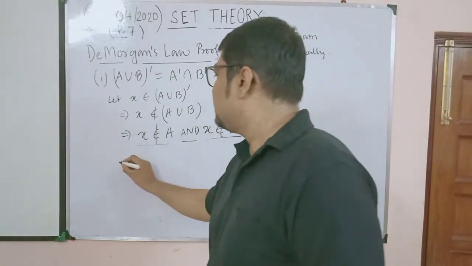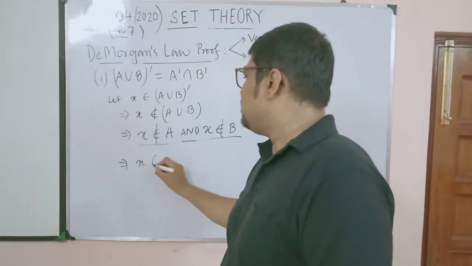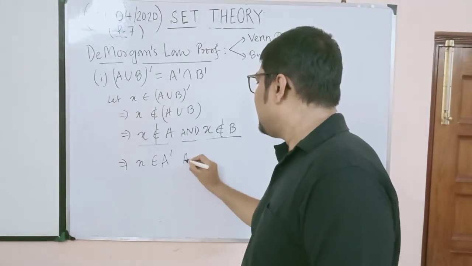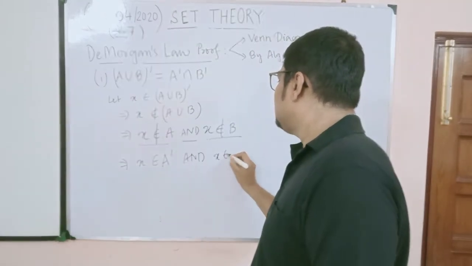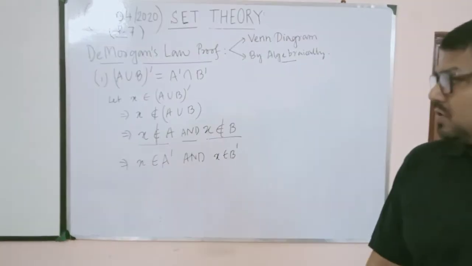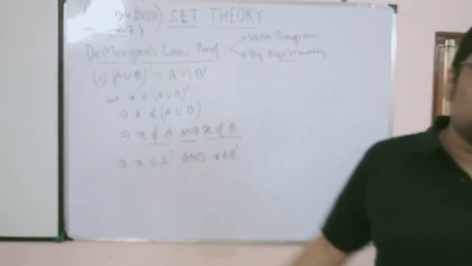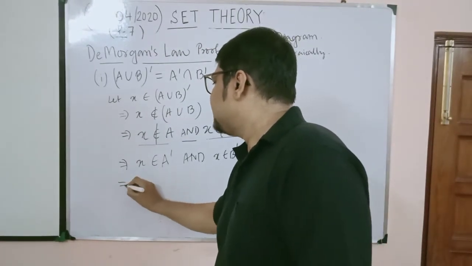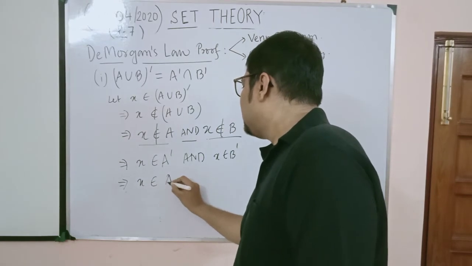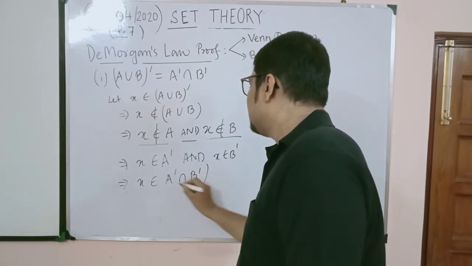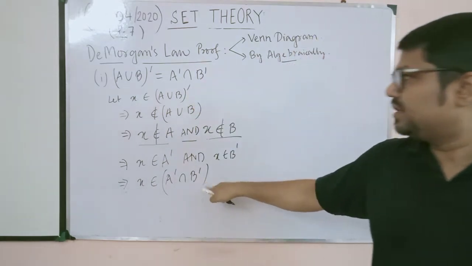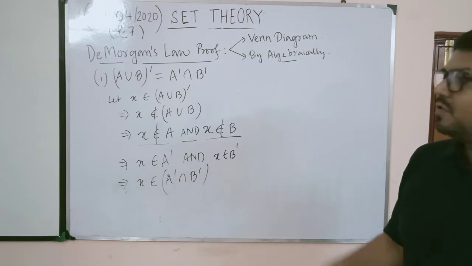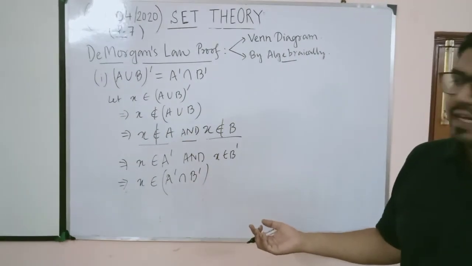So after that, if X does not belong to A, then X belongs to A', and X belongs to B'. So removing the AND and converting it to intersection, we can combine this and write, therefore, it implies that X belongs to A' ∩ B'. So we started from here, ended over here. But you always know that this is half of the sum. We have only proved that LHS is a subset of RHS.